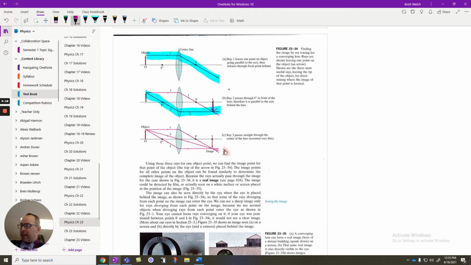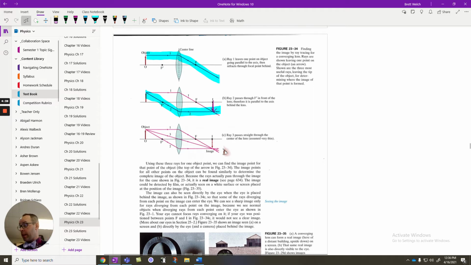To validate it or prove it, we need the central ray. And the central ray goes from the tip through the center of the lens, and then it should cross or intersect at the image. And so if we did that right, that's what we're going to see. So you've got to imagine your eyes back here on the right, you're looking at the object through that lens, and it shows up right here.